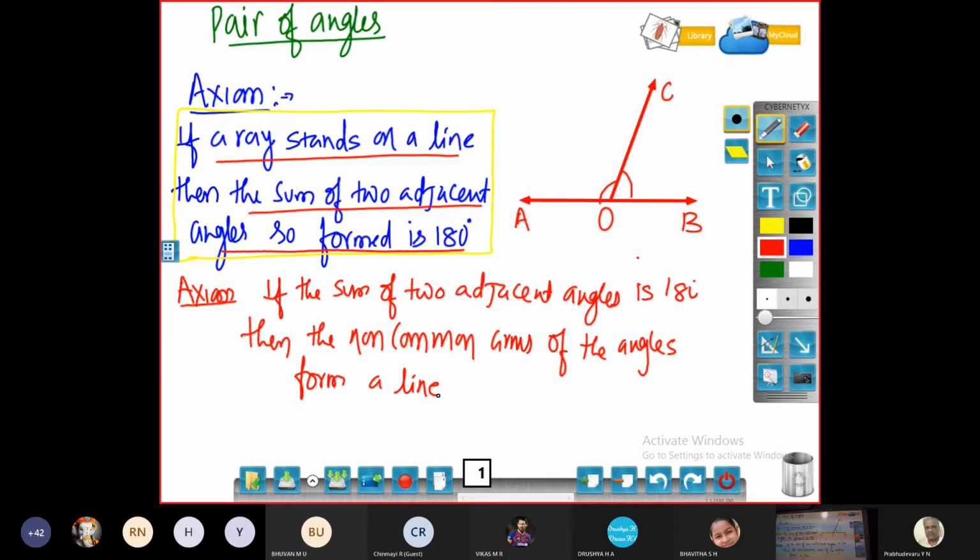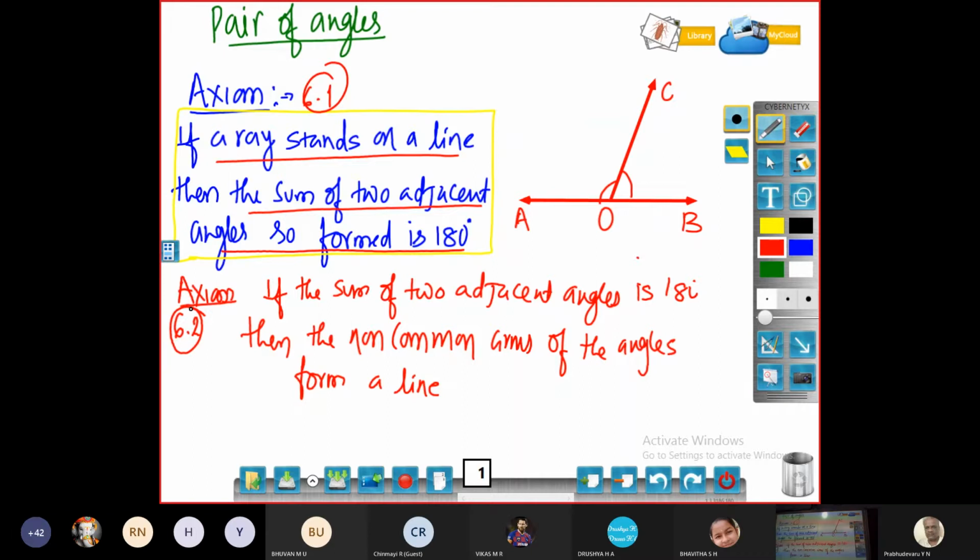So this is the converse of the first statement, the first axiom that I have given. You can call this axiom 6.1 and this 6.2. So 6.2 is the converse of axiom 6.1. Why is it the converse? In 6.1, whatever is given has become the conclusion in 6.2, and whatever the conclusion in 6.1 is the given in 6.2. So the given and conclusions are interchanged here. Therefore these two are converse to each other.